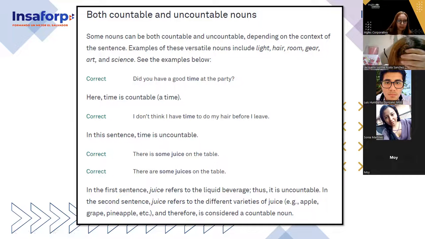There is some juice on the table. Ahí hay algo de jugo en la mesa. Okay? En ese escenario es no contable. Me está diciendo que ahí hay algo de jugo, una cantidad no específica.